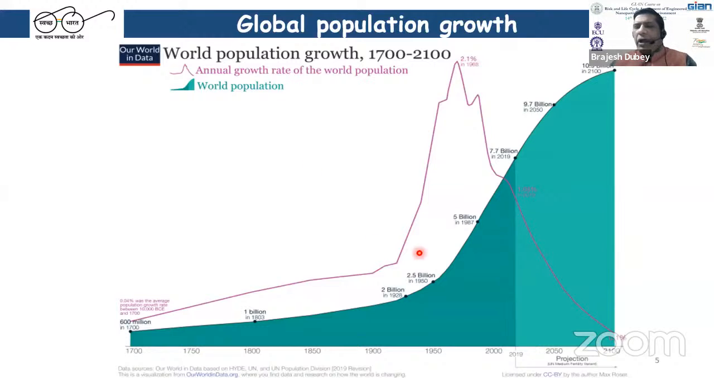But since our base is so high, we will of course keep on increasing, and it's supposed to go close to 11 billion people. Today we are close to 7.7 in 2019, so probably we are close to 7.8, 7.9 now, and that is going to go up to 11 billion. We will be adding 7.7 and then 3.3, so nearly 40% more people will be added over the next 80 some years. That will be a huge population for Earth to handle.